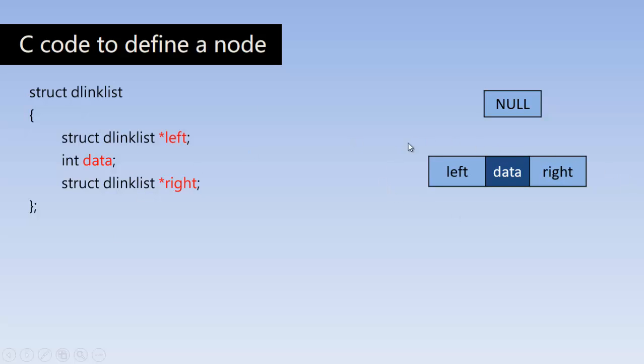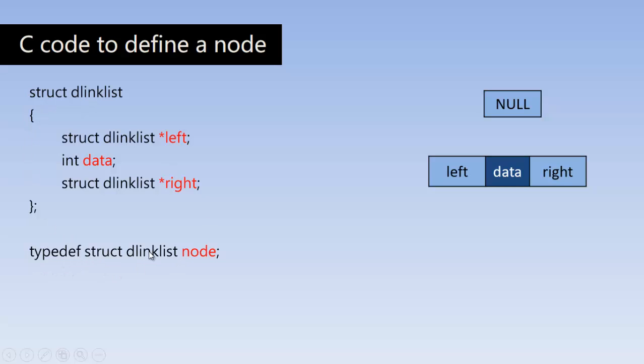So here it is, the node. This is representing the structure, or the structure is representing this node, right? And we are using the typedef to give a simple name to this entire thing, because struct dl linked list will be a longer name whenever we want to access this node. So we are just redefining the name of this structure.